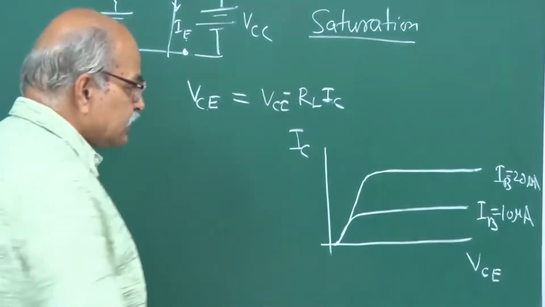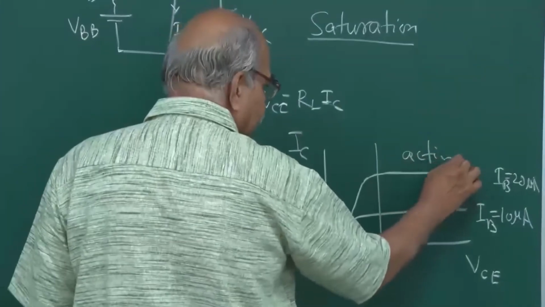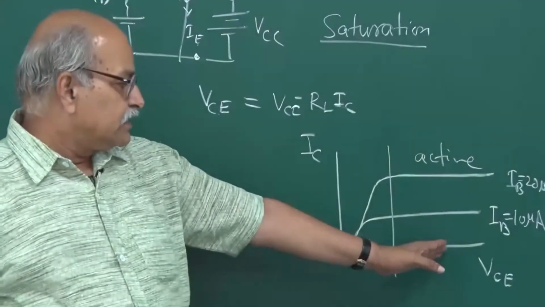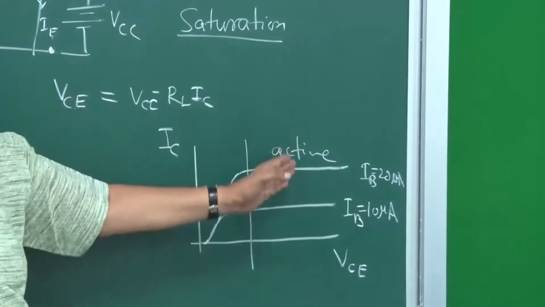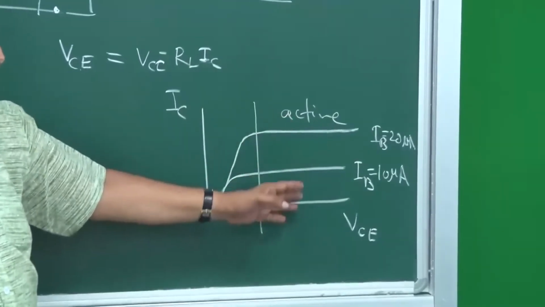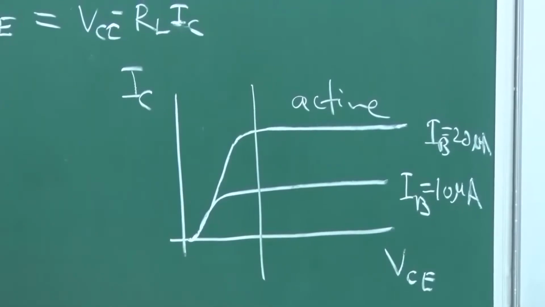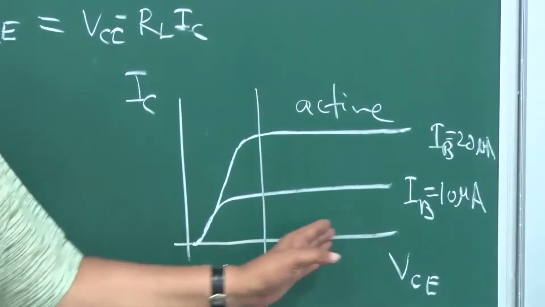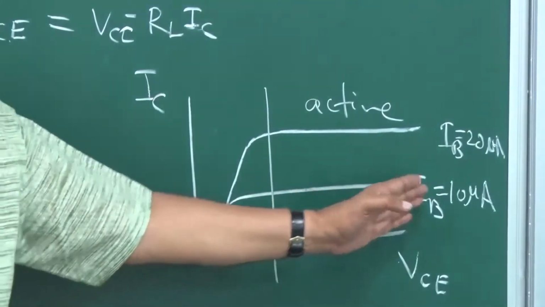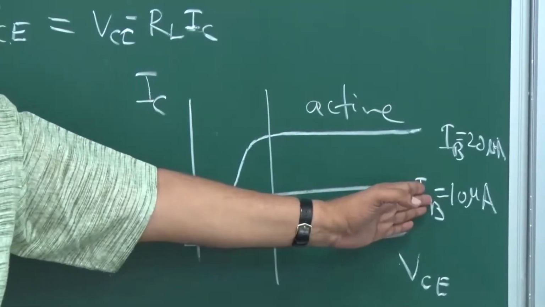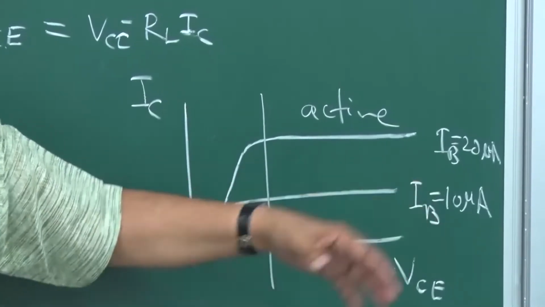And here, this is the active region. This side is the active region, where the VC is so large that this base collector junction is very nicely reverse biased, and it is following that IC by IB equal to constant. So even if you increase or decrease this VCE a little bit, the IC remains the same because IB remains the same. So it is decided by IB. The collector current is decided by IB. That is how it should be.